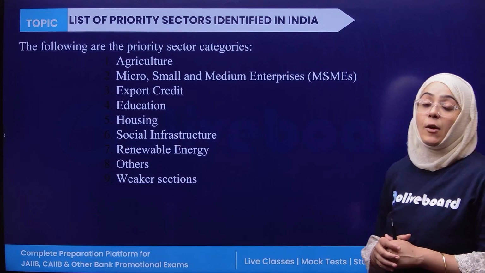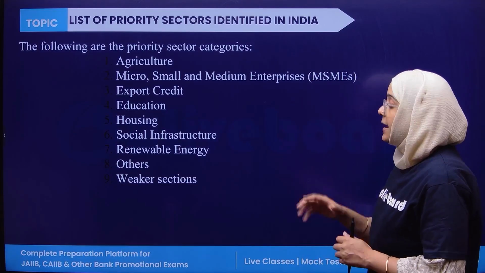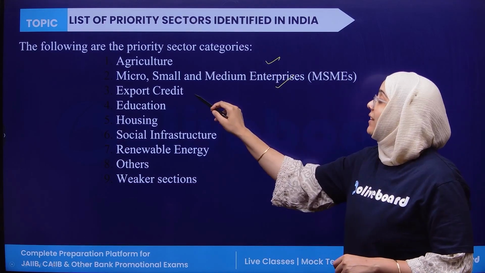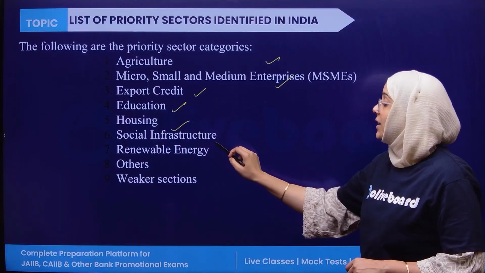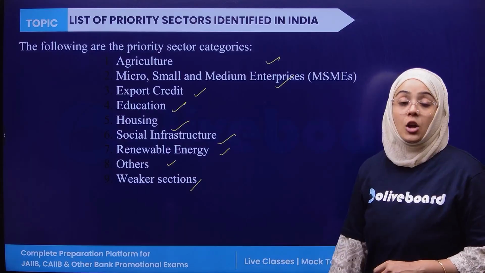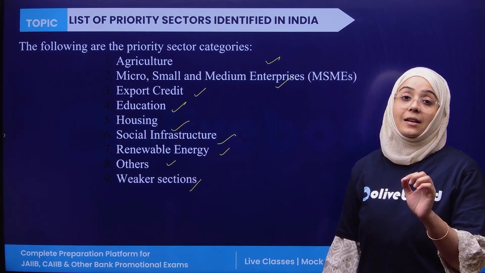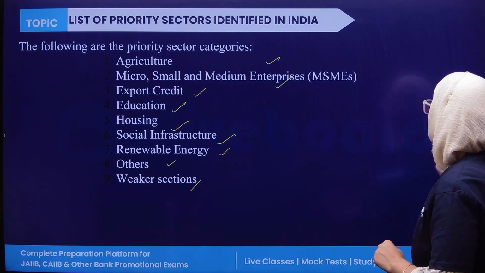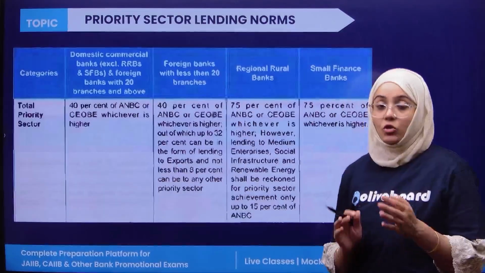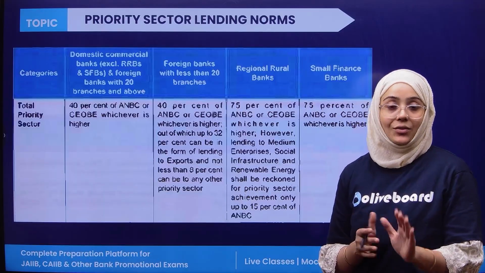Now, the identified priority sectors are: agriculture, micro, small, medium enterprises, export credit, education, housing, social infrastructure, renewable energy, others, and weaker section. So these are the identified priority sector categories, right? Now, let's talk about the MV Nair Committee's recommendation. It gives different targets to different sectors, right?